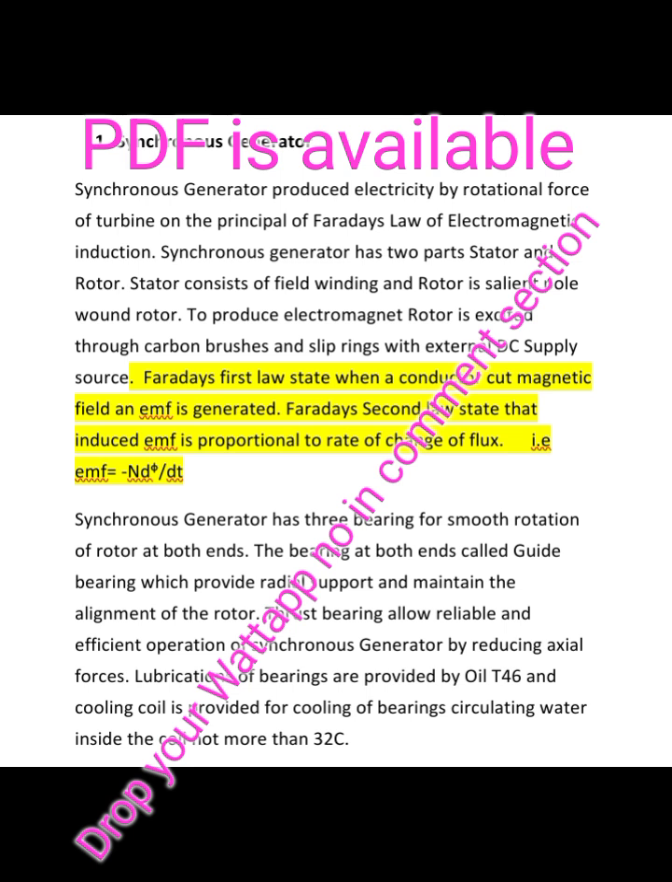Faraday's first law states that when a conductor cuts a magnetic field, an EMF is generated. Faraday's second law states that the induced EMF is proportional to the rate of change of flux. E equals negative N d phi by dt.